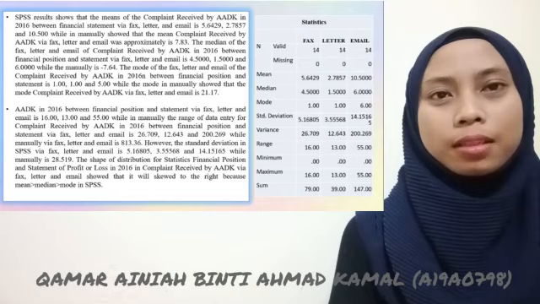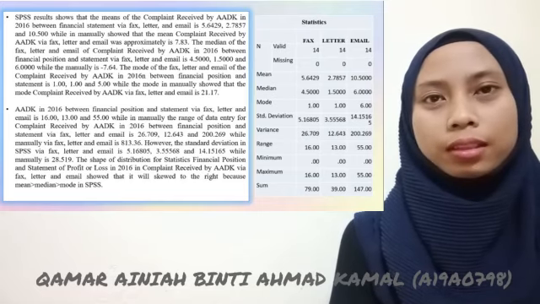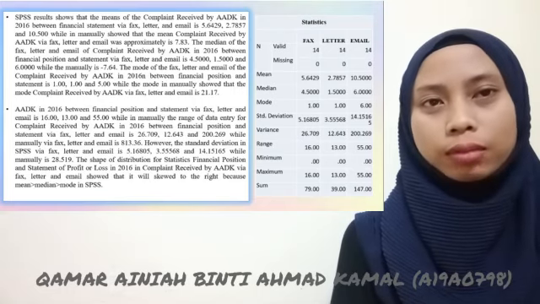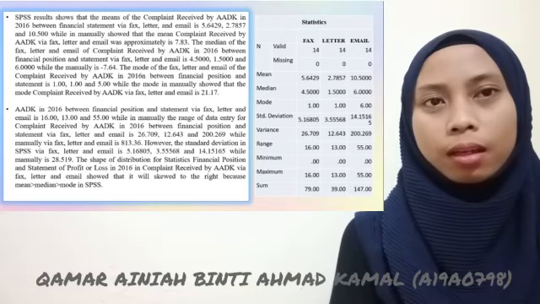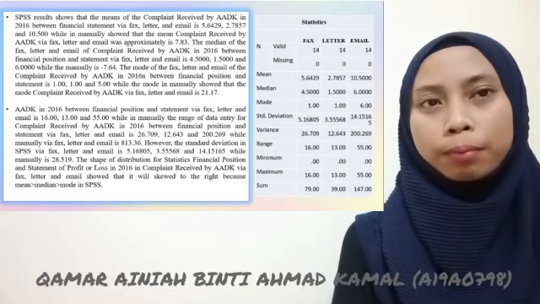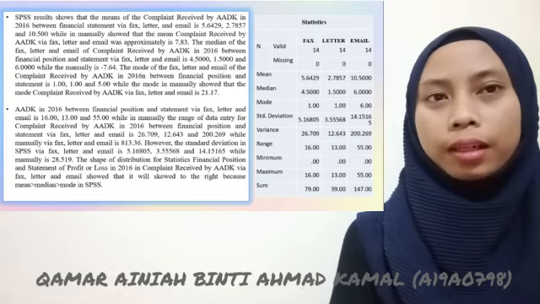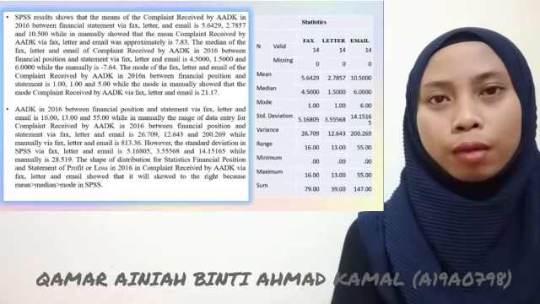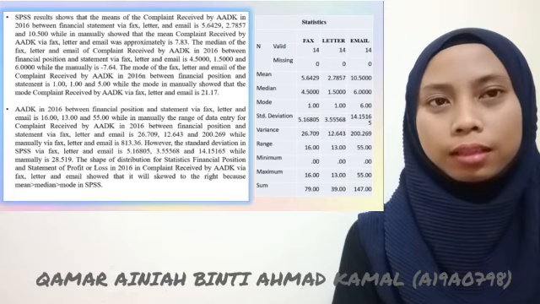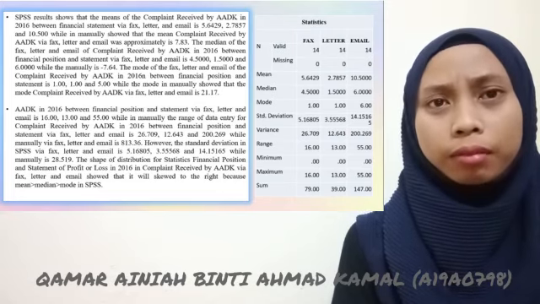The SPSS result shows that the means of the complaints received by AADK in 2016 between financial statement via fax, letter and email are 5.6429, 2.7857 and 10.500, while manually it shows that the mean complaints received by AADK via fax, letter and email is approximately 7.83.